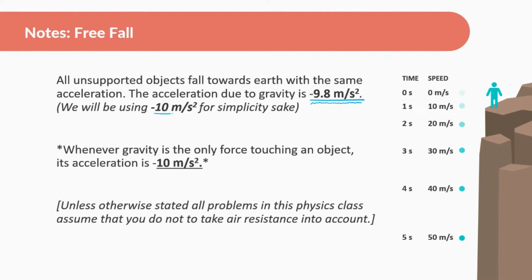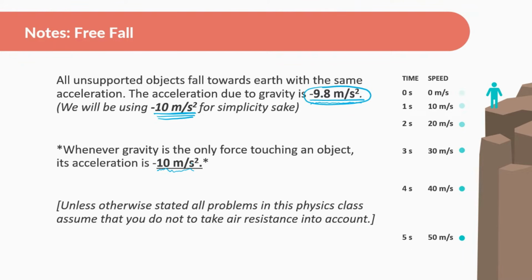I know the acceleration of gravity is primarily around negative 9.8 meters per second squared. However, I feel like students actually understand physics better and things are way easier if we just use negative 10 instead. So that's why we're going to do that, and I think that'll become more apparent as time goes on. So whenever gravity is the only force touching an object, its acceleration is negative 10 meters per second squared.